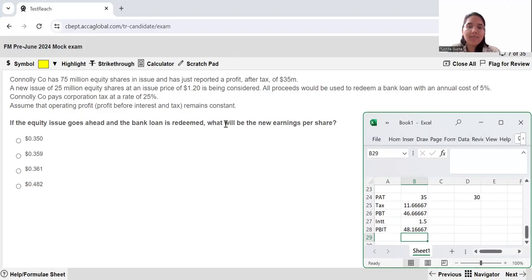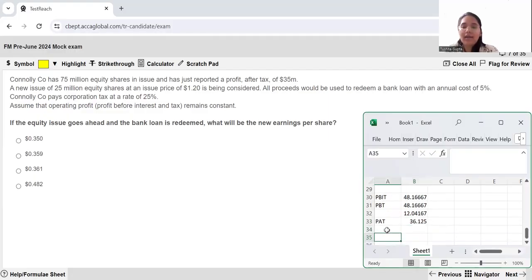Now, as mentioned in the question, PBIT is expected to remain constant. So the PBIT for this year is going to remain the same. This is my PBIT. Now, I do not have any interest, so I can call this my PBT, profit before tax. Now, I pay 25% tax on this. The difference that I get is nothing but my profit after tax. So 36.125 is my profit after tax.